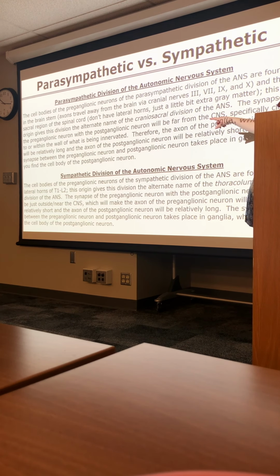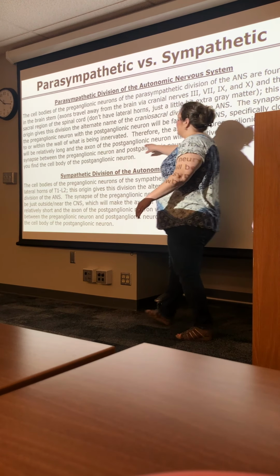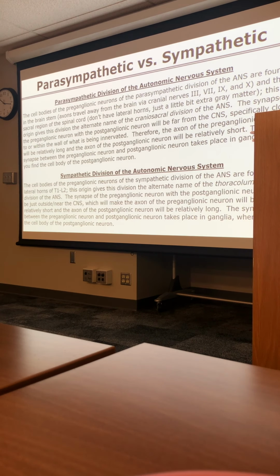First neuron, which is preganglionic, synapses with the second neuron, and it's going to do that far away from the central nervous system, sometimes even in the wall of what's being innervated. So the first neuron has a relatively long axon. The second neuron is going to have a relatively short axon, and the two are going to synapse in a ganglion, which is going to be at or near what's being innervated.